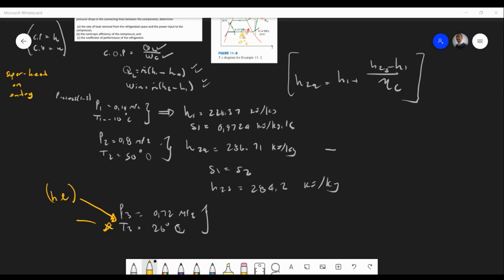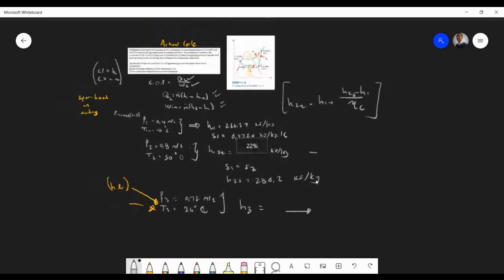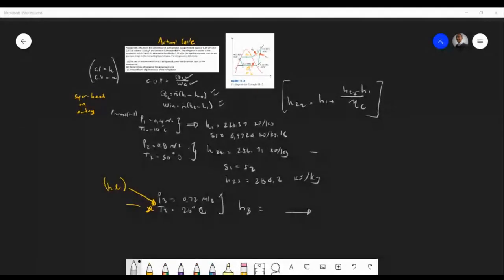Be aware that the enthalpy of a liquid is predominantly a function of temperature, so when you're doing this, you can kind of ignore the pressure. Then if you go to your saturation tab at 26 degrees, you can find H3. So let's get H3. At 26 degrees, it's on your liquid side here, so it should be HF if I'm correct.